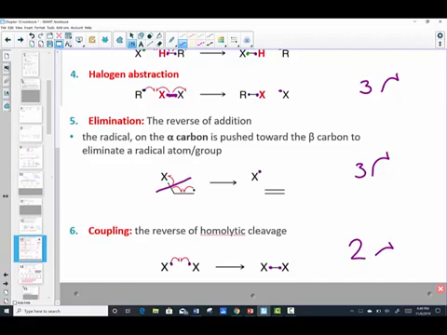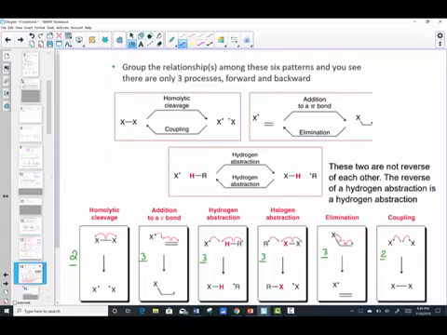So here we've seen the six general patterns. I'd like to put these together a little bit and think about what's forward and what's reverse, and make some connections. Although we saw that there were six general patterns, we can understand that there are really three processes. For instance, in a homolytic cleavage, a shared pair of electrons is cut in half when the bond breaks.